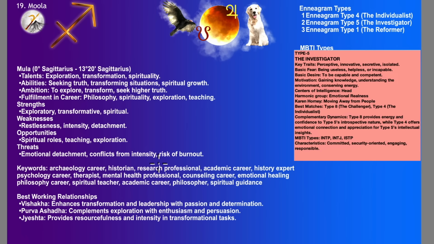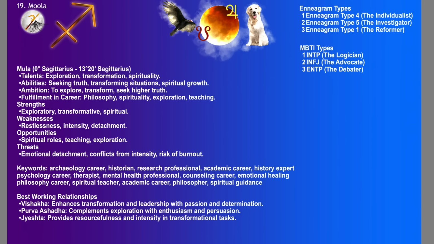I'm just trying to pick out modern terms for this. Anthropology, research in anthropology, sociology, social trends, academic careers in those, right? Historical experts in those. Why? Because this is the nature of Enneagram type 5. It will suit that career path, especially if you're type 5 and you have Moola dominant in your D1 or D10 chart.